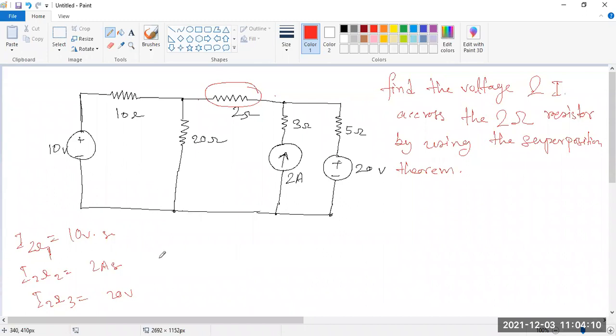Whenever we find this, one voltage source remains and the other two are removed. In the case of a current source it will be open, and in the case of a voltage source it will be short.